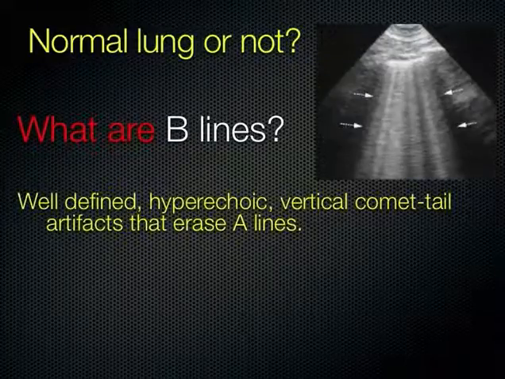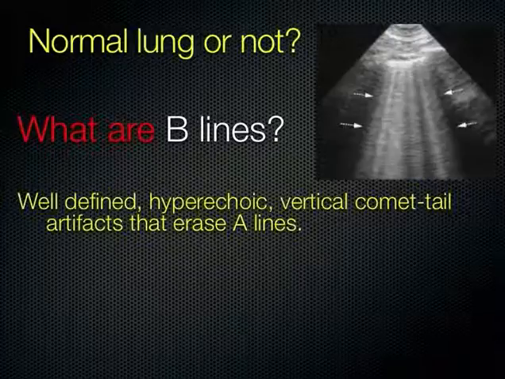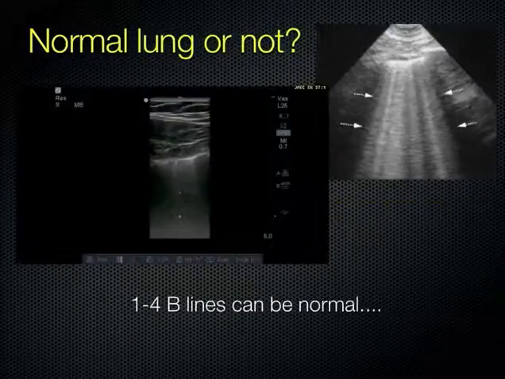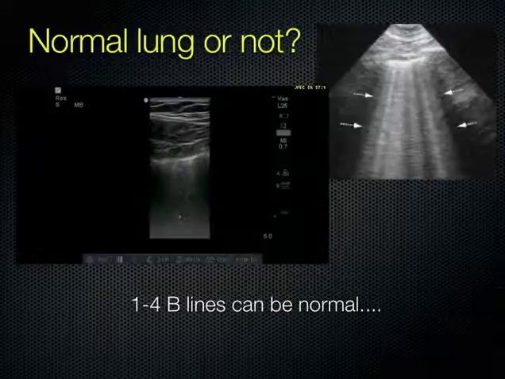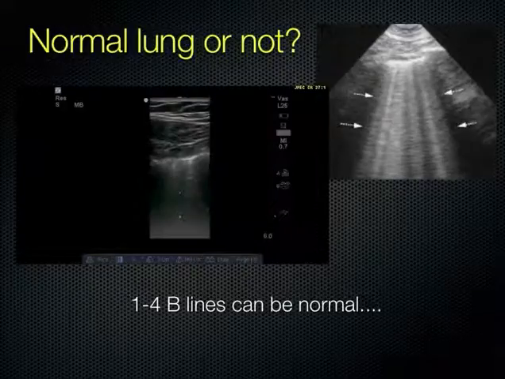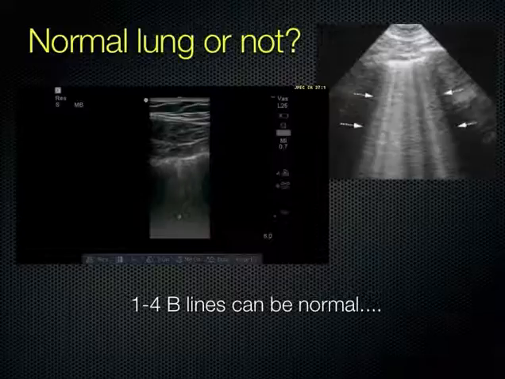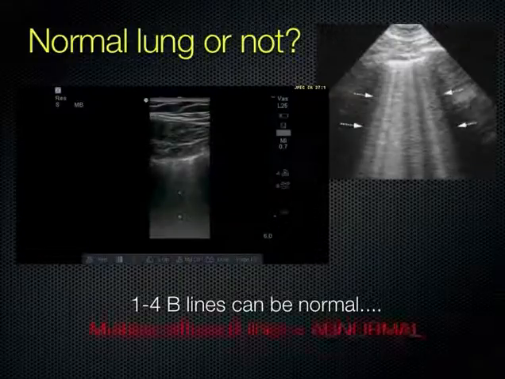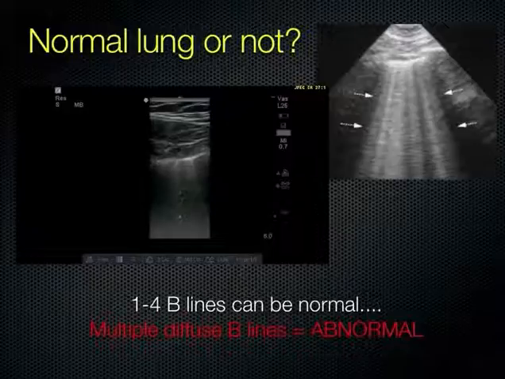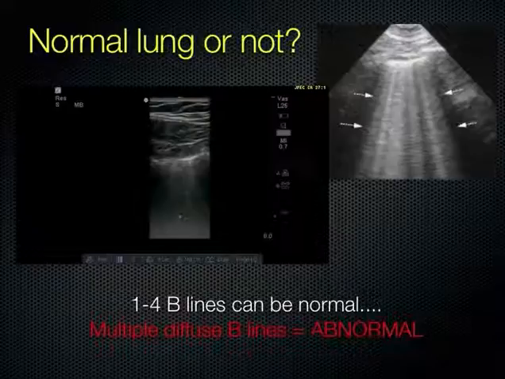So normally these vertical comet tails, you can have a couple little ones that are normal. You can have up to 4, some people say 3, can be normal. But if you have multiple diffuse B lines in multiple fields, then that is abnormal. That is fluid that has overtaken the air in the lung. And you remember that histology picture we just showed you with the thickened interlobular septi and the fluid in the alveoli. That fluid is next to the air in the lung and will create a reverberation, but the reverberation in that case is vertical. And I'll explain why in just a moment.